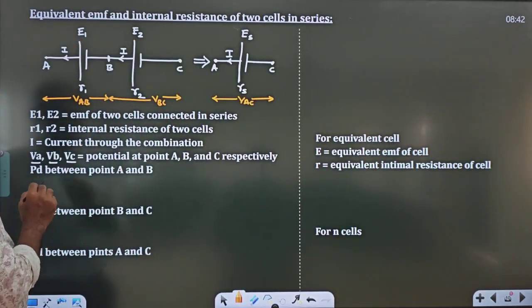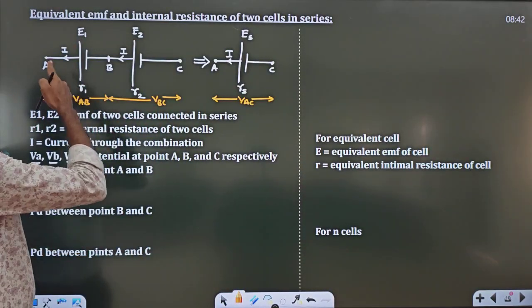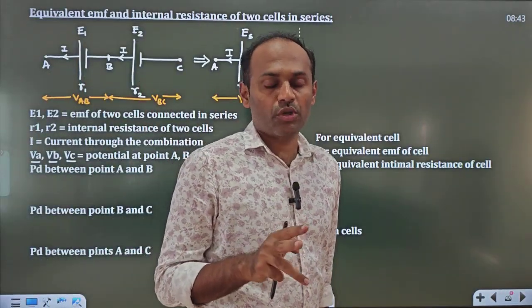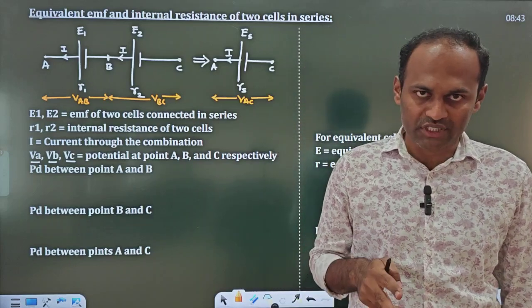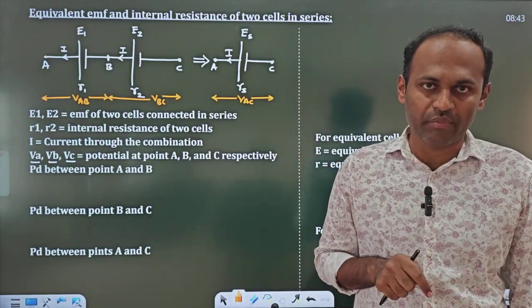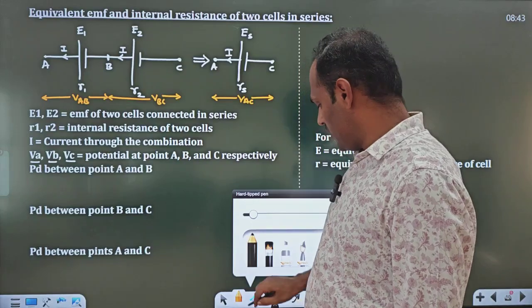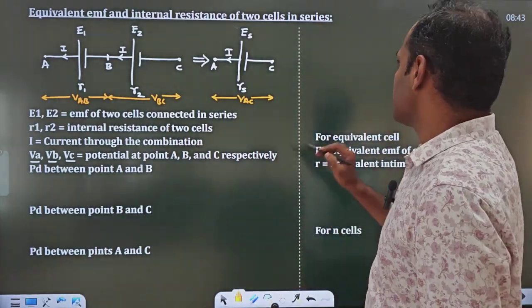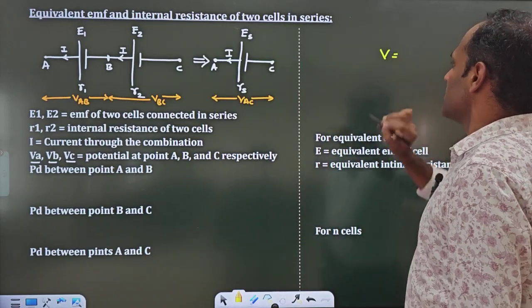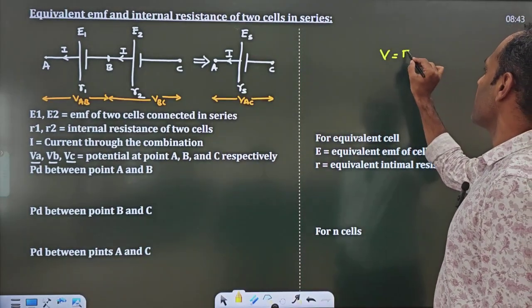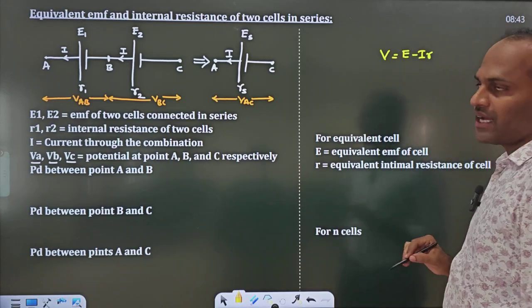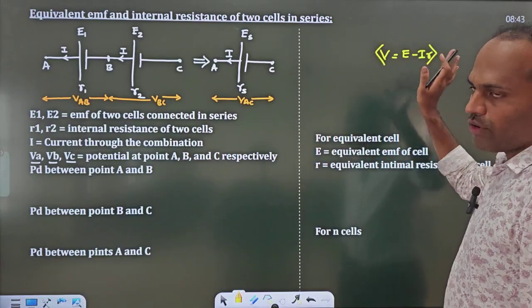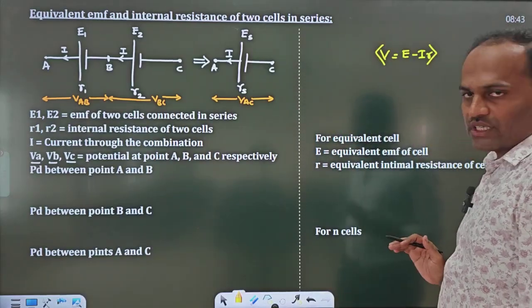See, potential difference between points A and B. Here I will specially tell you: in the combination of cells there are two formulas, two derivations, and these two derivations depend on a single formula. If you know this formula, if you know how to apply this formula, then it's over. You have finished this derivation, right? That is the formula of terminal potential difference. V is equal to E minus IR. V is equal to E minus IR. This is the single formula which you have to use in this derivation, and if you apply this formula, this derivation is over.